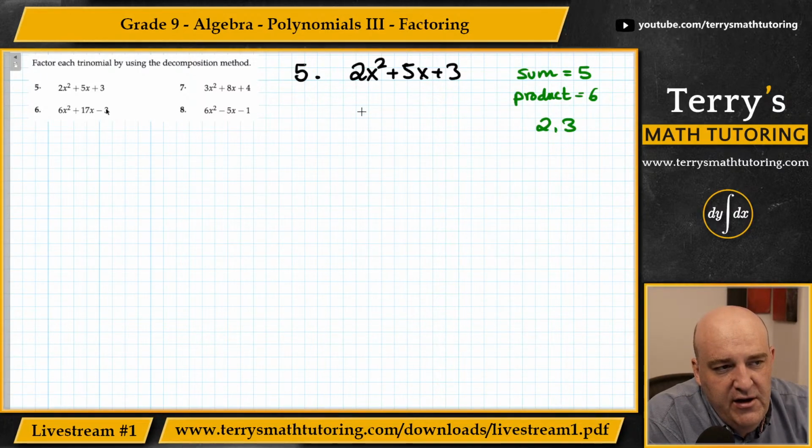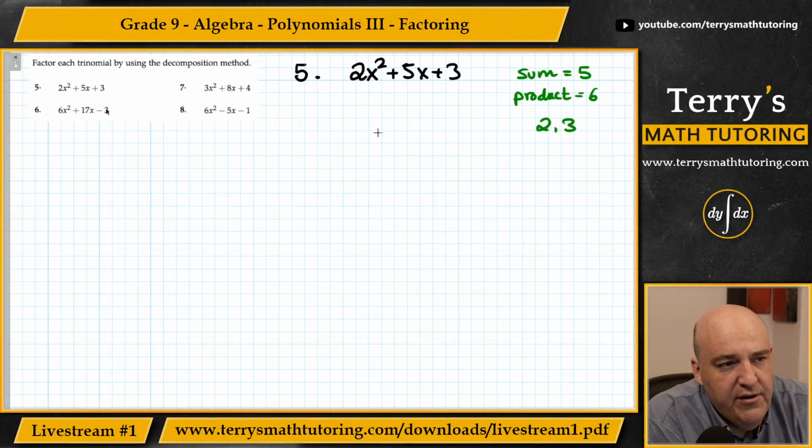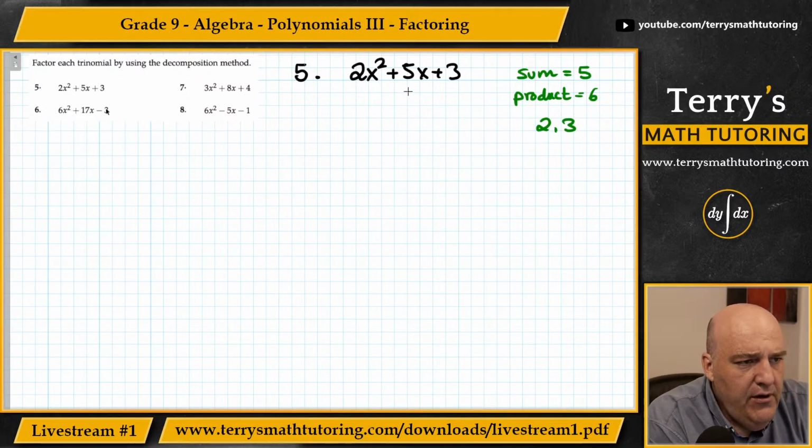So the mistake now would be to apply the a equals 1 situation where we would just write x plus 2 and x plus 3. This is no good. If you FOIL that out, x times x is x squared, but we want 2x squared. So this is where we've got to do a little bit more work. And we're actually going to do grouping here. So here's what we do.